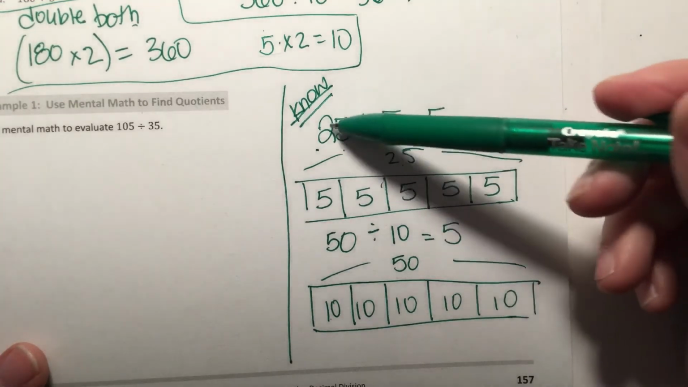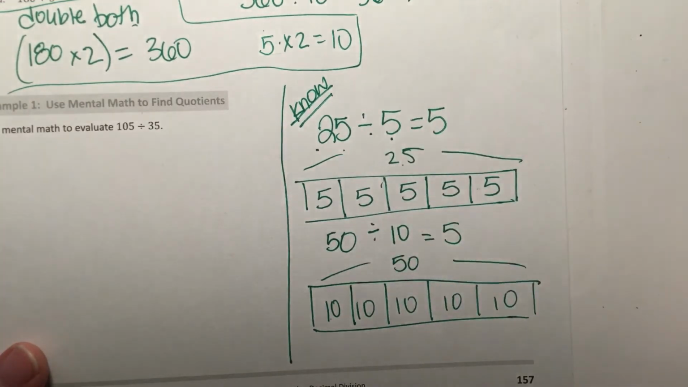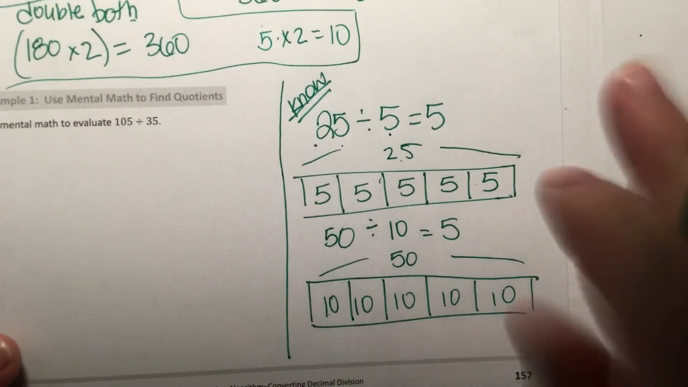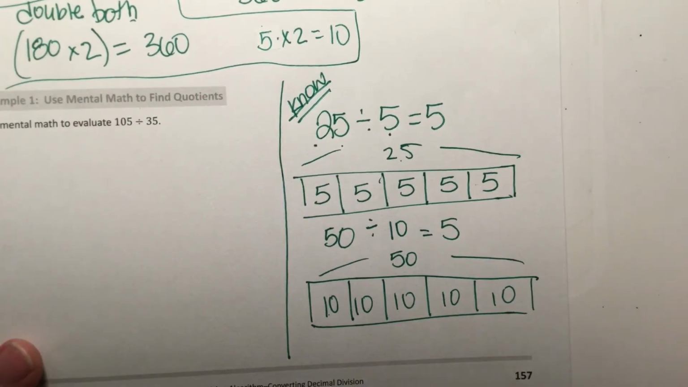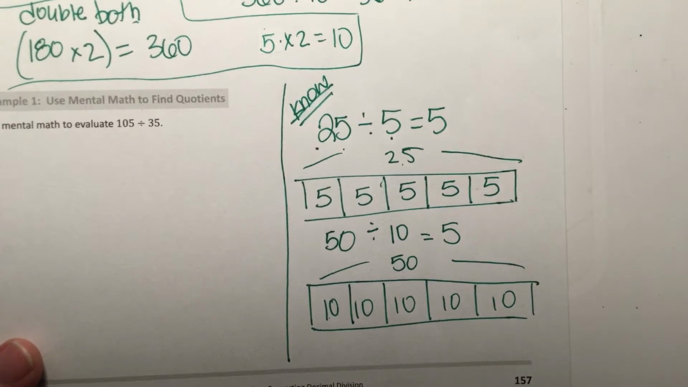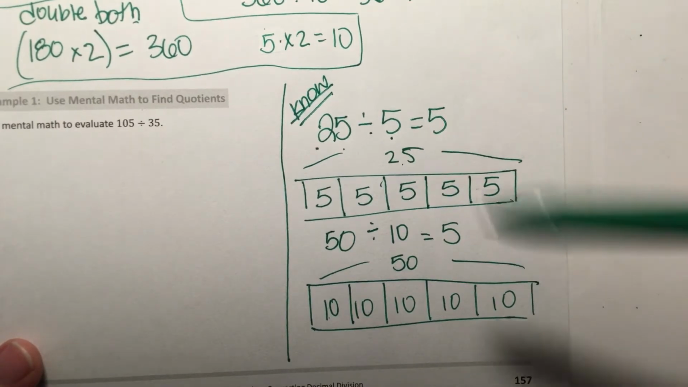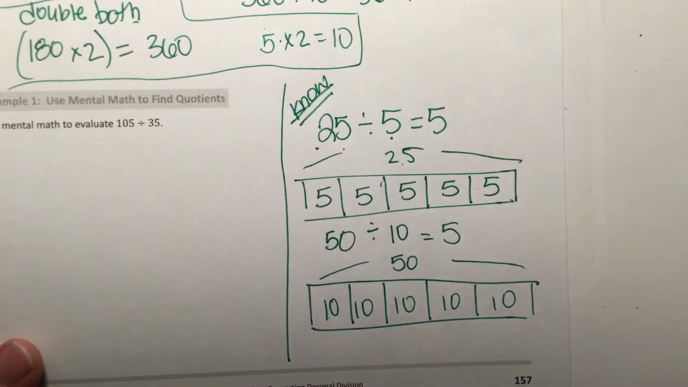So guys, do you see how if we double, hopefully you guys see the pattern. So you guys can go ahead and copy, okay? And then we'll move over to 105 divided by 35, because we're going to apply the same concept to 105 by 35, okay?